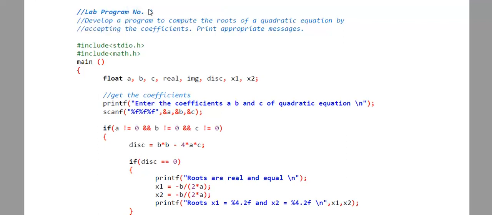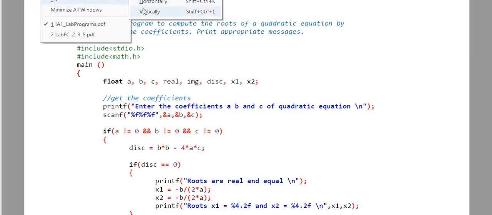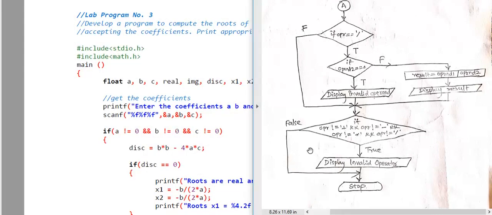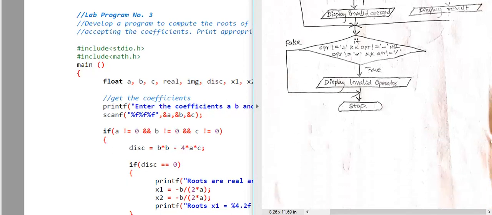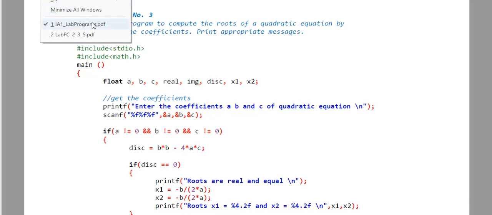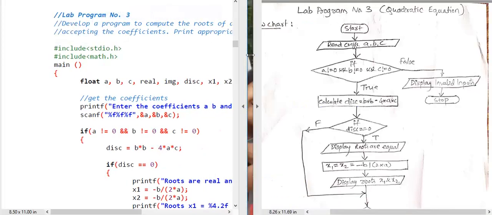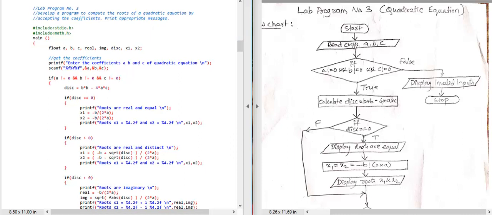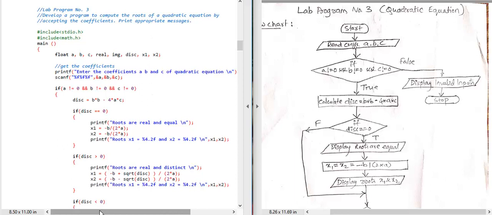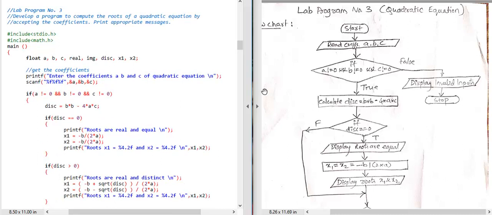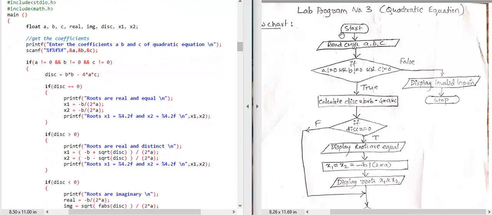So I will display the flow chart right beside this program. We have the flow chart here. This is the lab program number 1. I will try to fit this. So we have the program and the flow chart side by side. I will just adjust and then we will start. So we have the program on the left hand side and the flow chart on the right hand side.